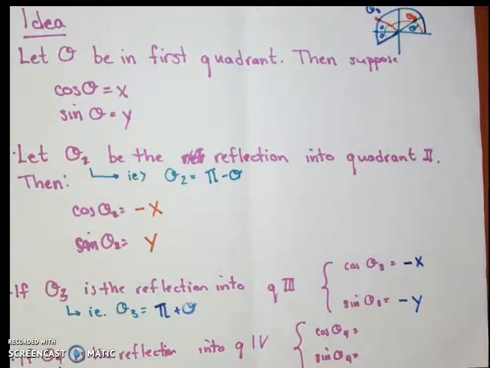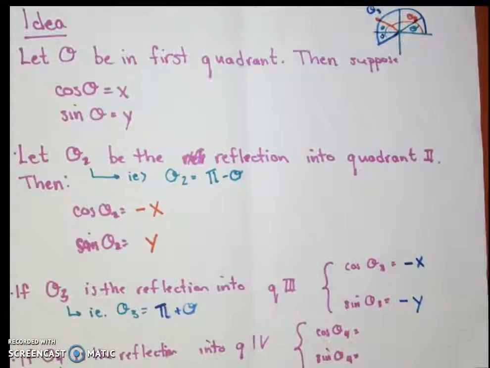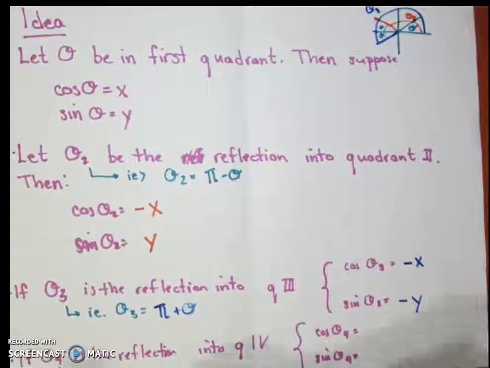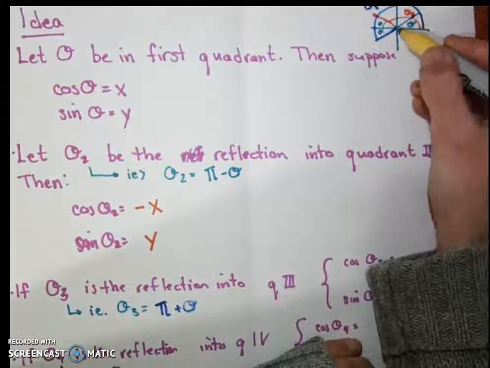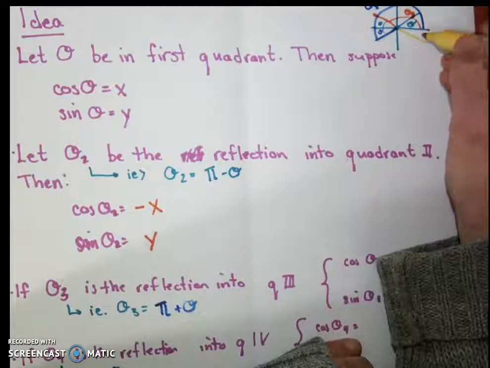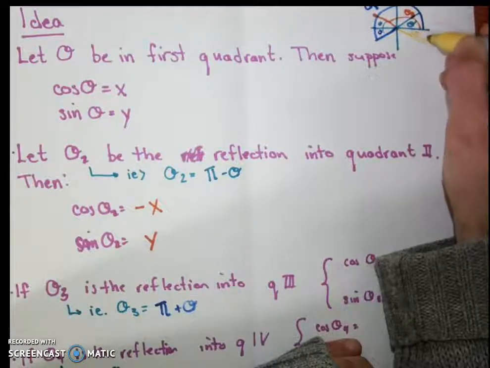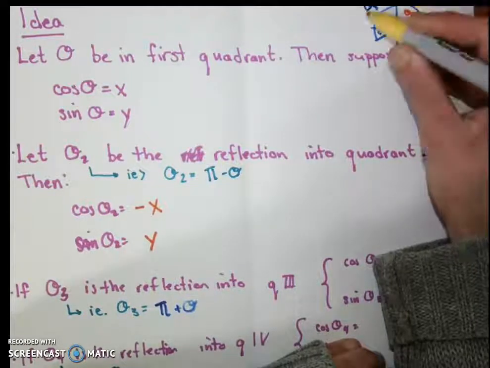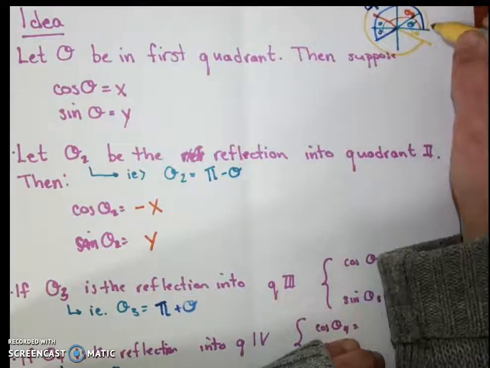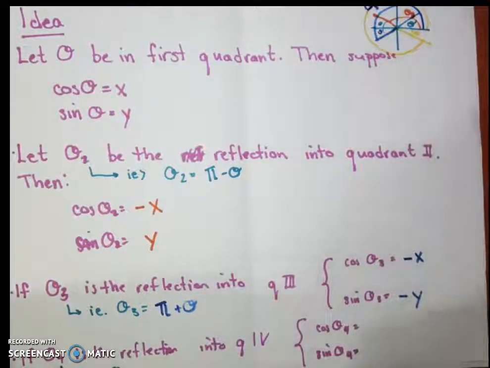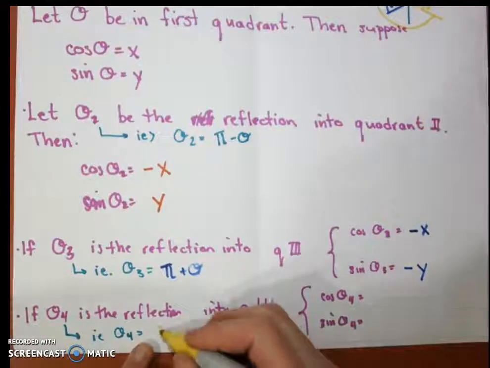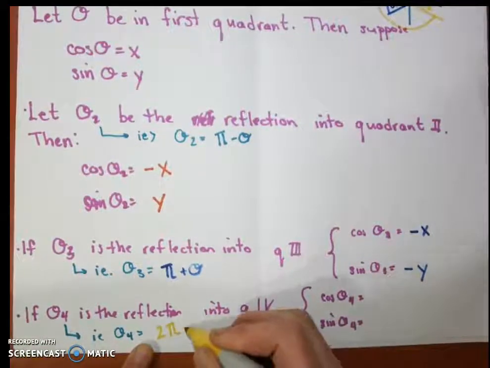Now if we go all the way into quadrant 4, we'll do this one more time, that means I've reflected this way. So this little piece is theta. So by going all the way to here, I've gone almost 2 pi, but I'm short of it by theta. So theta 4 we could express as 2 pi minus theta.